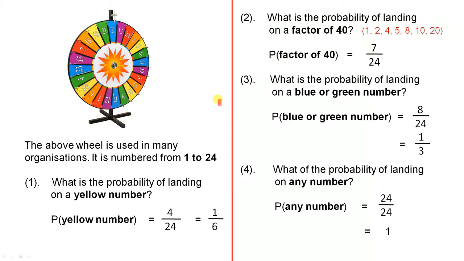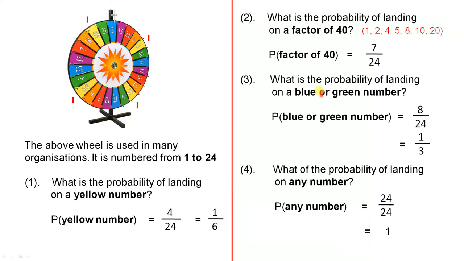The above wheel is used in many organisations. It is numbered from 1 to 24. What is the probability of landing on a yellow number? Now there are 24 numbers altogether and there are 4 yellows: 1, 2, 3, 4. So it's 4 over 24, which is 1 in 6.